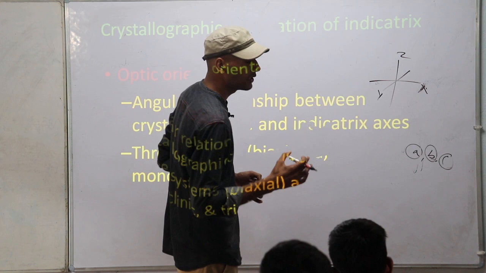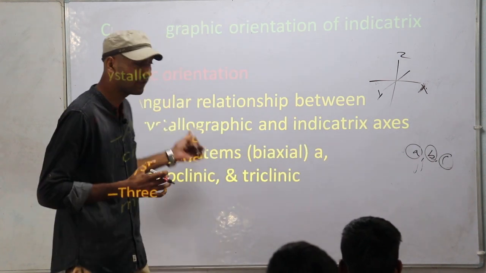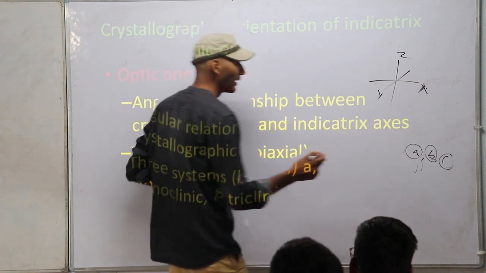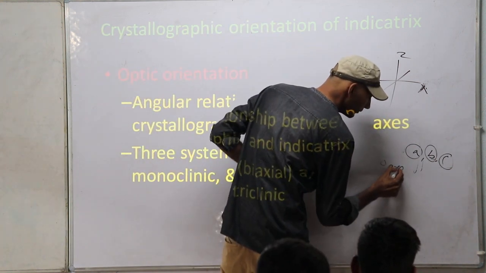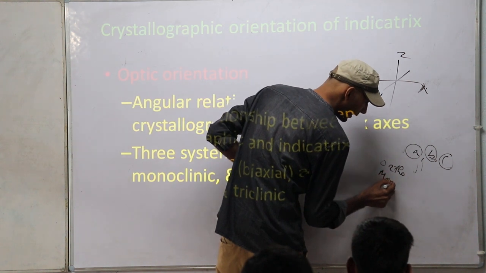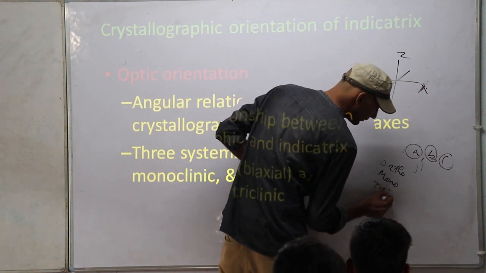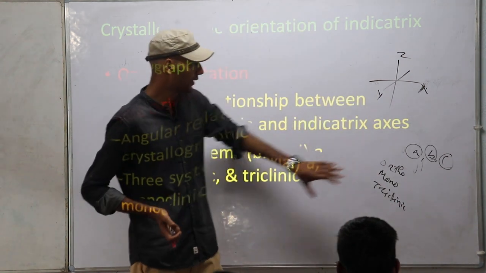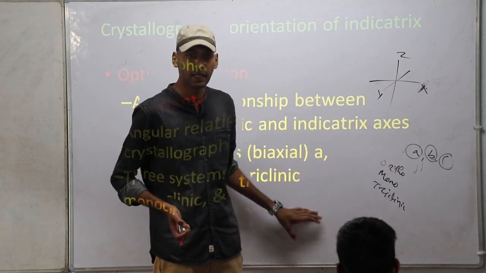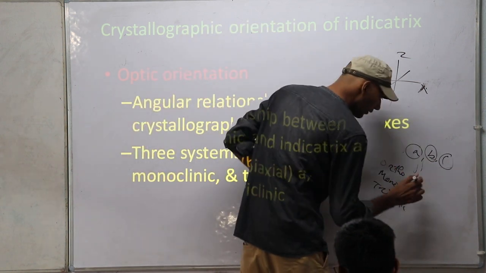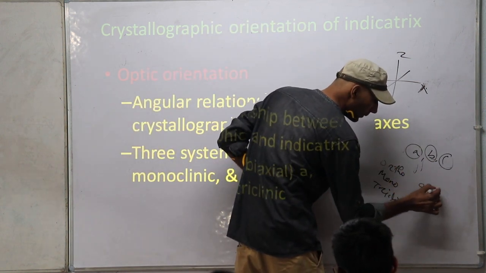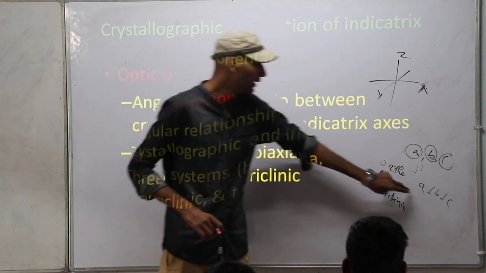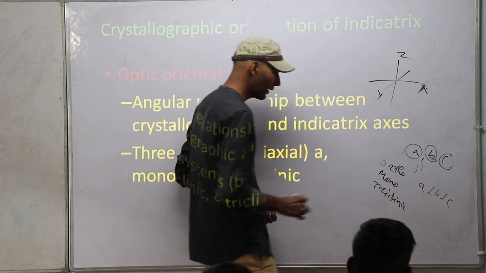Which systems are biaxial? Which crystal systems crystallize as biaxial? Orthorhombic, monoclinic and triclinic. So these three systems have different axial relationships. Like in the orthorhombic system, A, B, C are all mutually perpendicular, with different lengths.